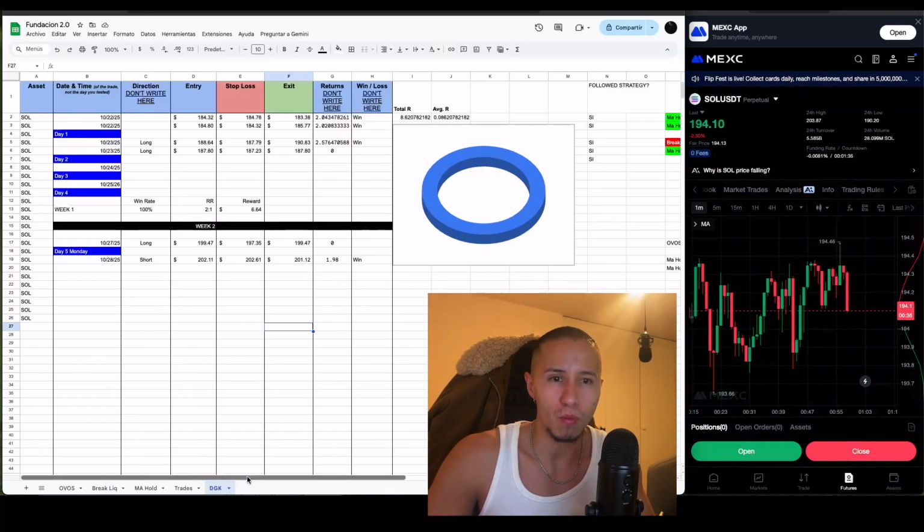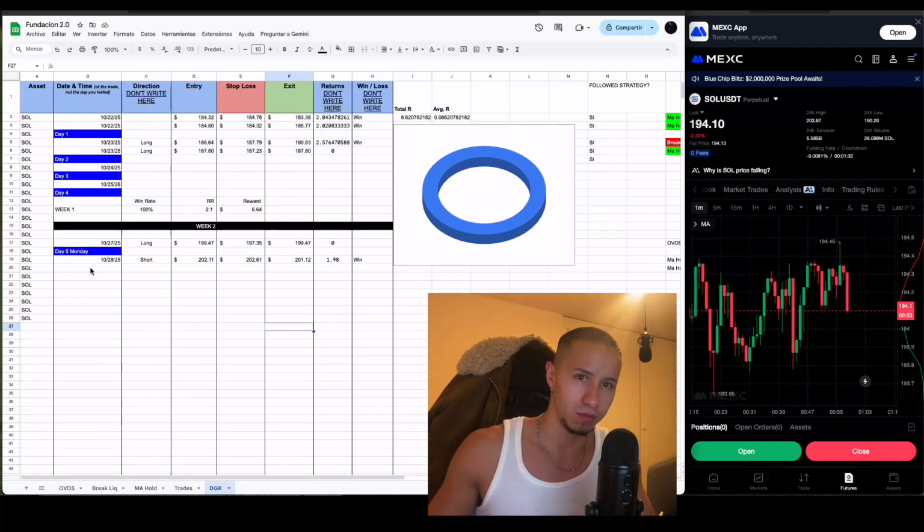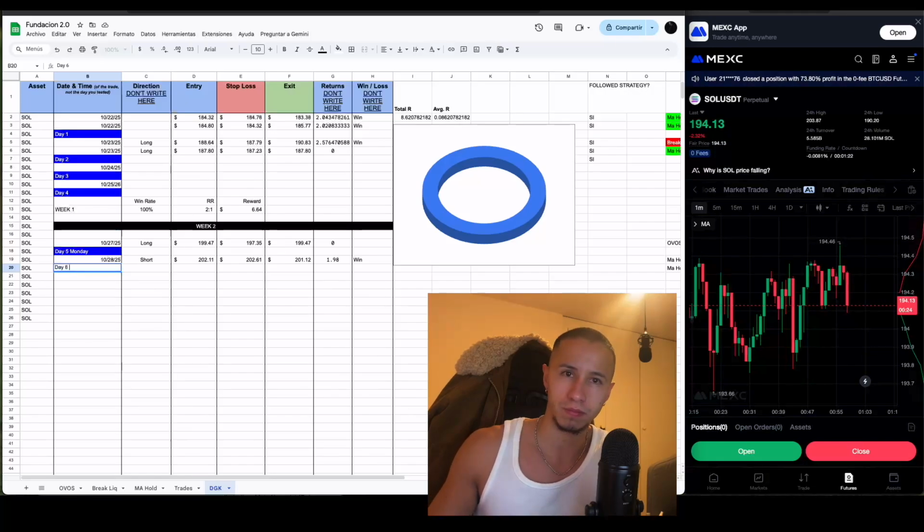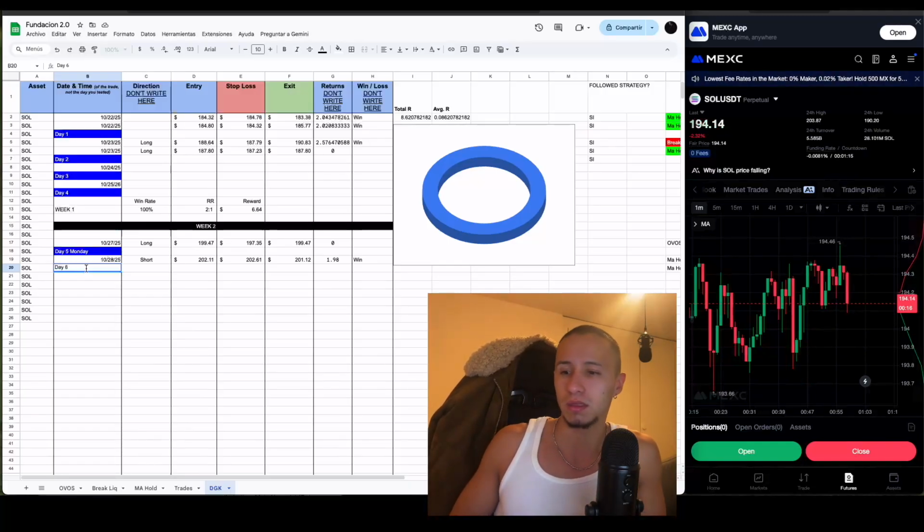Now, after this point right here, day 6, which starts tomorrow, we're gonna change things a little bit. I'm gonna start trading the same setups at the same time, everything the same. It's just that I'm gonna increase my risk, and I'm gonna increase it gradually.